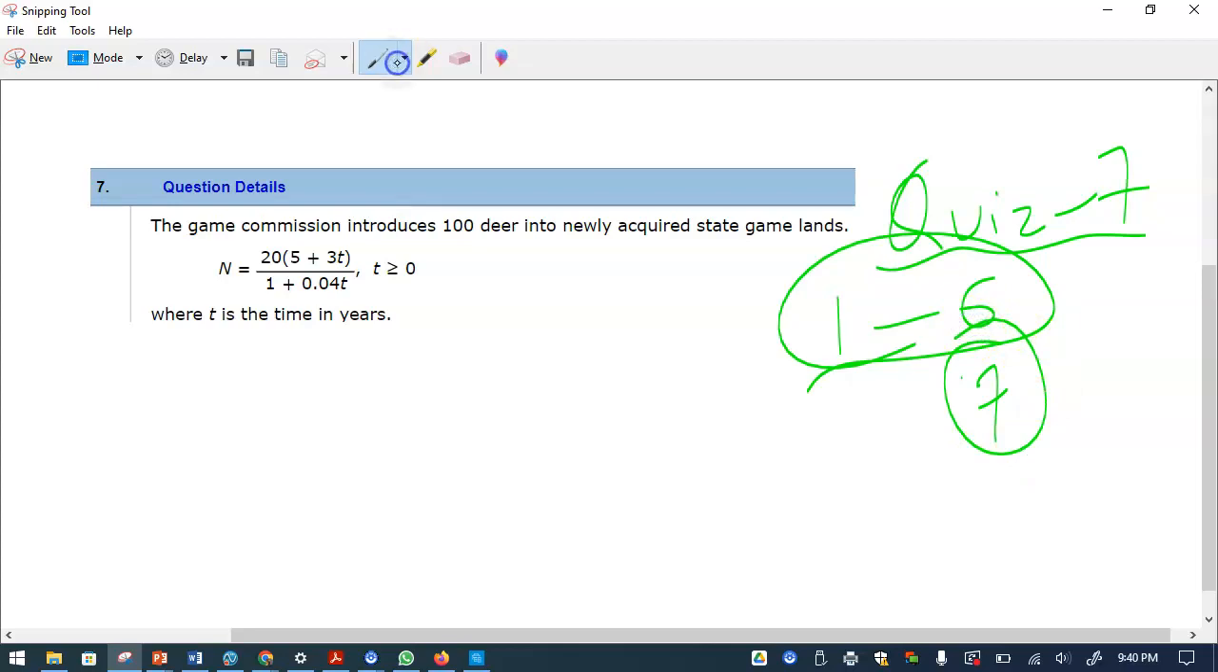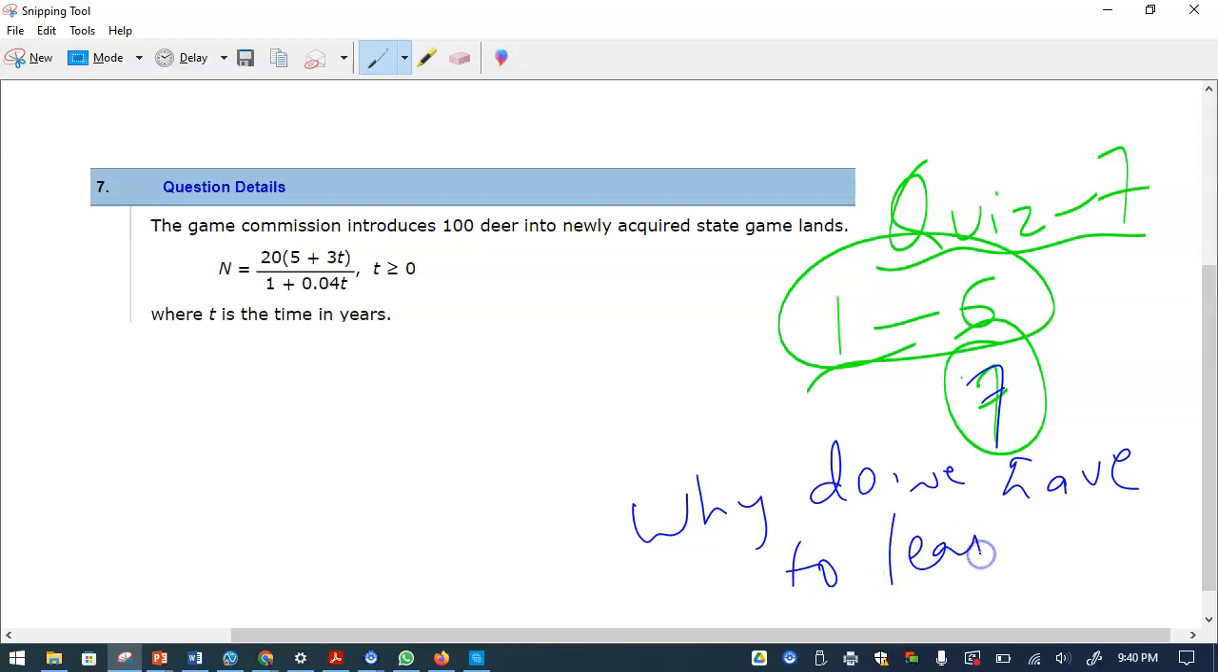And this problem is really nice to understand why we even have to learn rational functions. What's the importance of rational functions, and how can we model real world application problems?